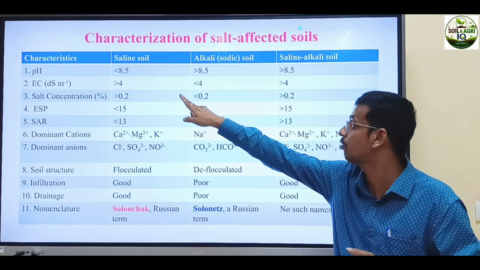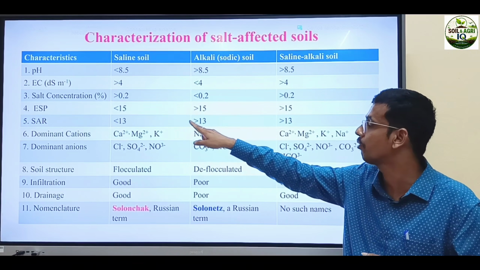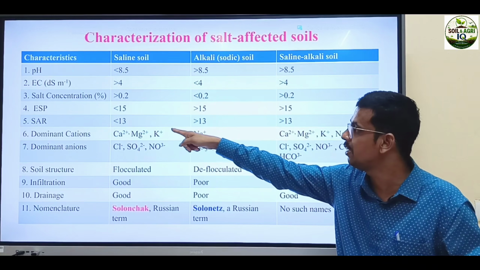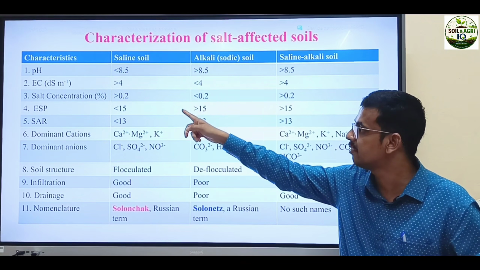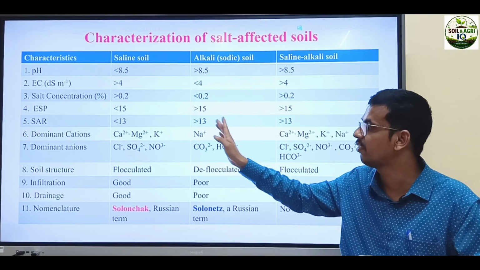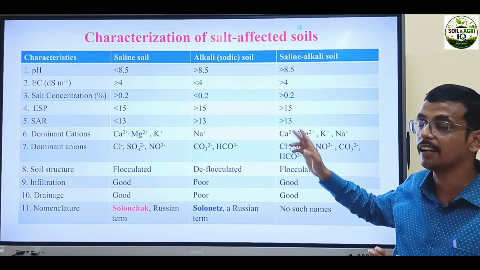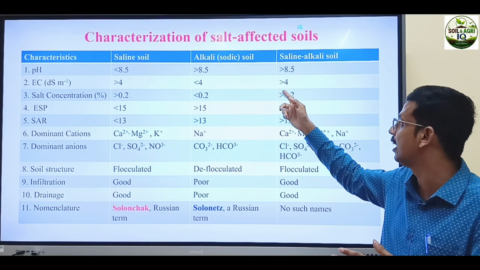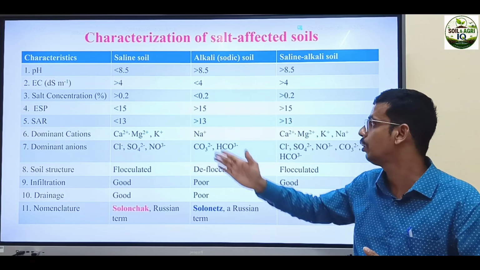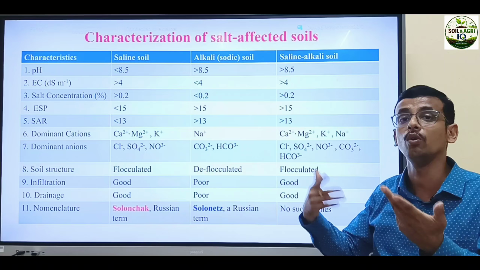So this is the contrast between saline and alkali soil. Salt concentration again is high. These 2 points are high: EC and salt concentration are higher in saline soil as compared to alkali soil. ESP, SAR, these are less. pH is less than 8.5, ESP less than 15, SAR less than 13 for saline soil. This will be higher in alkali soil. And in saline alkali soil all will be higher. pH will be greater than 8.5, EC more than 4. So all these parameters will be greater. So you need to remember these 2, which is higher and which is lower. And here in saline alkali soil all will be higher.